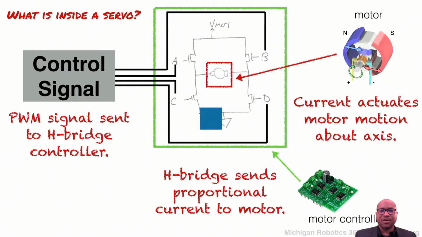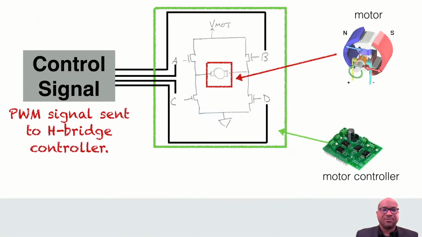If we were able to look inside of this servo, what we would see is that we have a control signal, and that control signal sends what's called a pulse width modulation signal to an H-bridge controller. The H-bridge controller would then be responsible for taking that control signal and sending current to the motor that would then actually produce the desired motor motion about our degree of freedom axis. And so we can take each one of these individually.